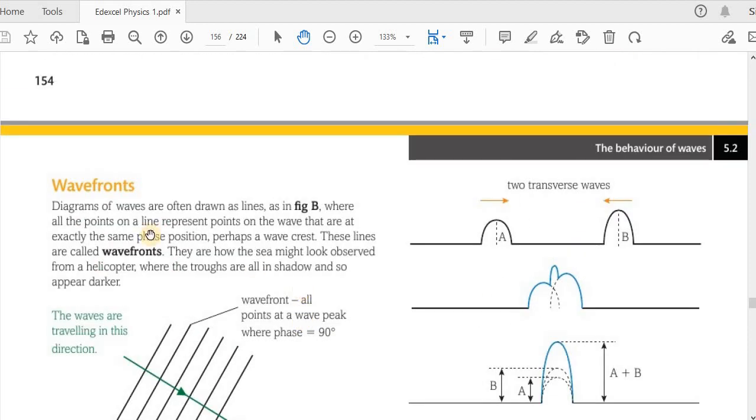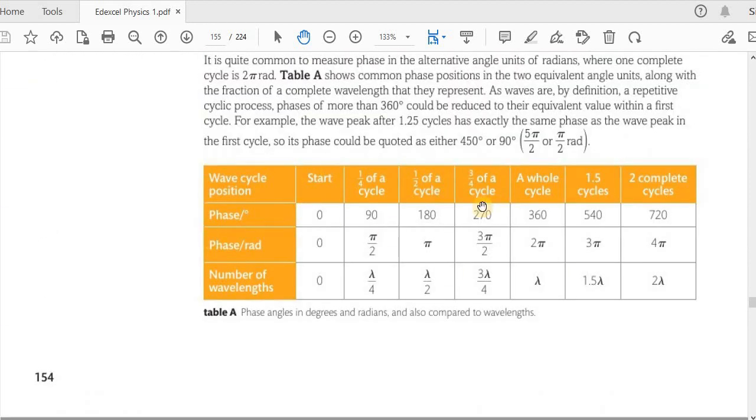So now you know about wave fronts, and also you know about the phase angle in degrees and radians, and also compared to wavelengths. So this table can be figured out if you understand how to convert from degrees to radians, radians to degrees, and in this case how much of a wavelength that is.